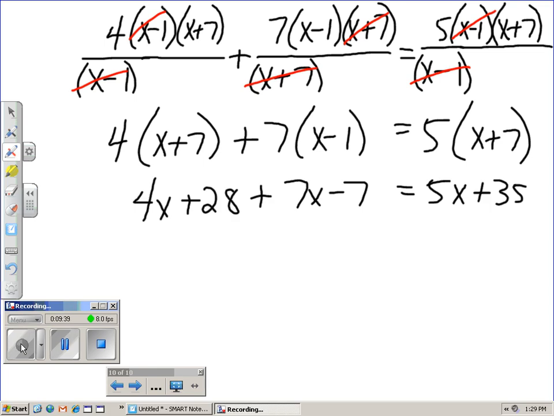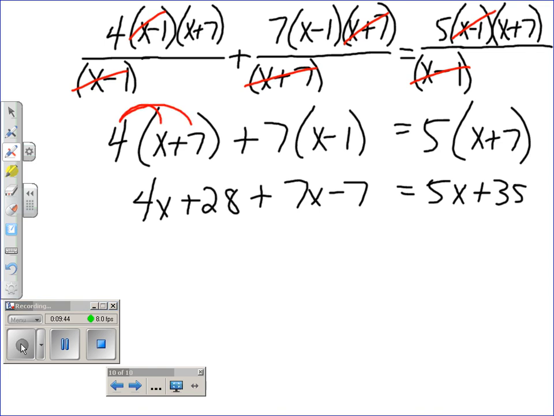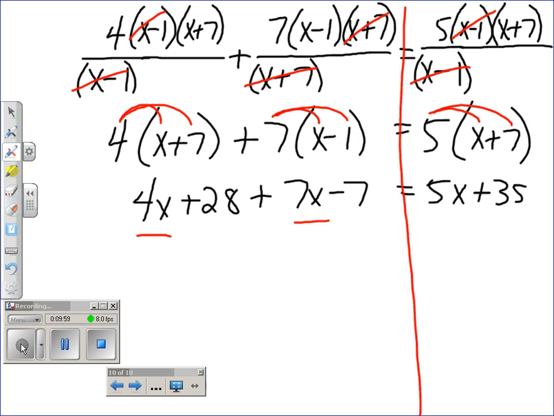All right, next we just get rid of the parentheses. How do you get rid of the parentheses? By multiplying. A little distributing there. Distribute the 4, distribute the 7, distribute the 5, and we get it all multiplied out, and it looks like that. Now we look for like terms. Here's an x term. Here's an x term. Remember to keep your sides of your fence separate.